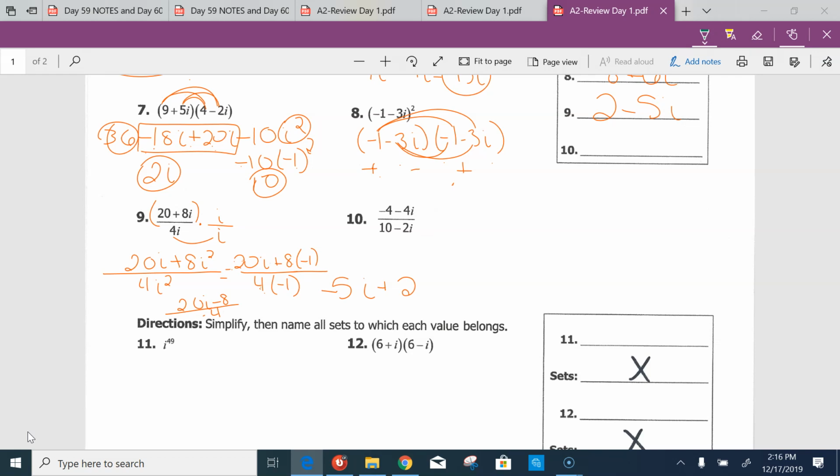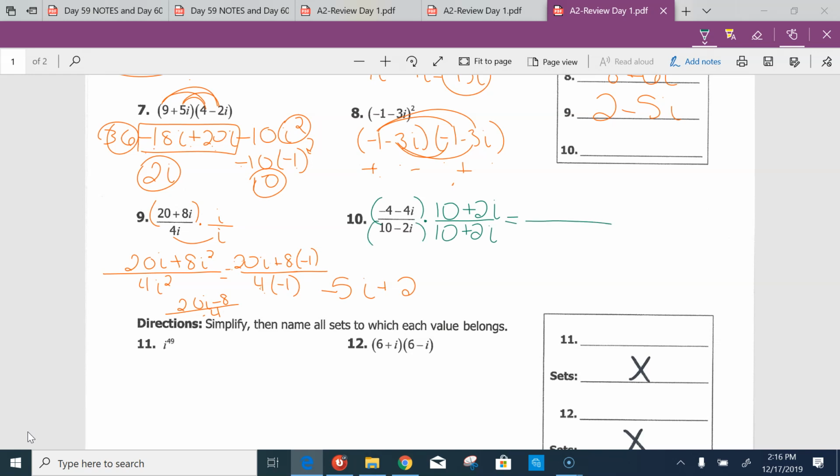I have a fraction and I have i's on the bottom. Whenever you have complex numbers, real numbers with stuff with i all mixed in together, you have to multiply by the conjugate. That means you keep the same real number, but you change the sign of your i stuff. So I'll multiply both the top and the bottom by 10 plus 2i. Multiply the top, multiply the bottom, straight across.